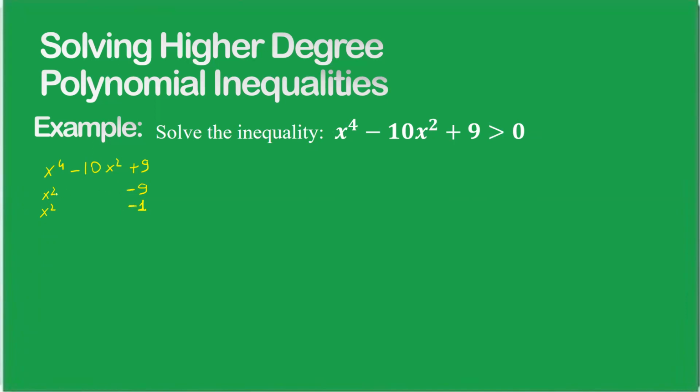Now let's check. x squared times minus 9, so it becomes minus 9x squared. And here x squared times minus 1, so it is minus x squared, and if you add them, it becomes minus 10x squared. Nice, I like it. So we can factorize this one as (x squared minus 9) times (x squared minus 1), equal to 0.